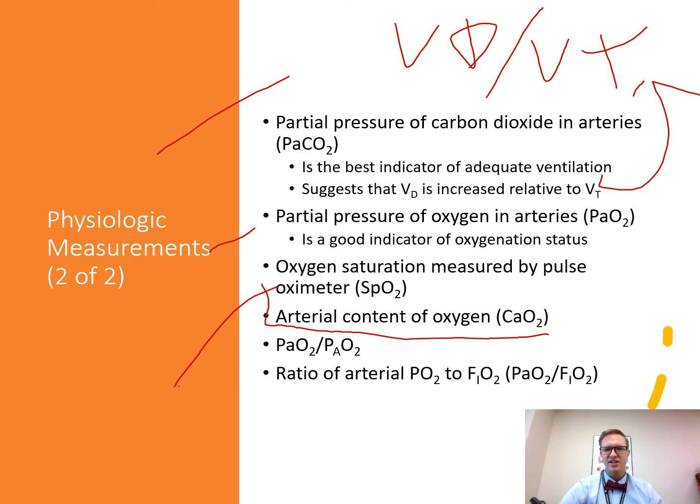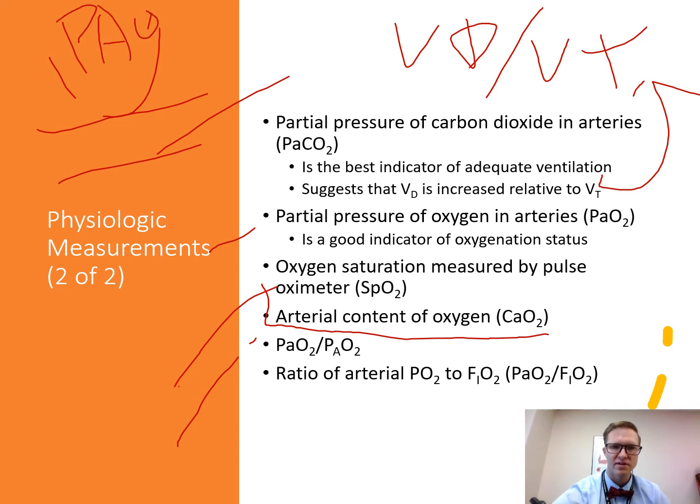So the next one here is your A-a ratio, right? Your A-a ratio. So when we're looking at PaO2 and SpO2, pulse oximetry, we're looking at how well we're able to get from the alveoli into the artery. So PAO2 versus your PaO2. We're just looking at how easy it is, or how hard it is, if you will, to get oxygen from one area in the lung unit to the pulmonary capillary.